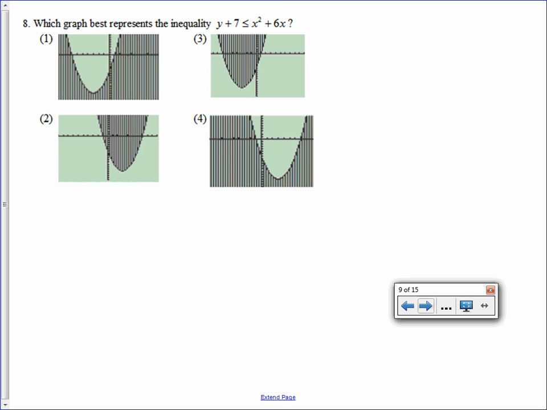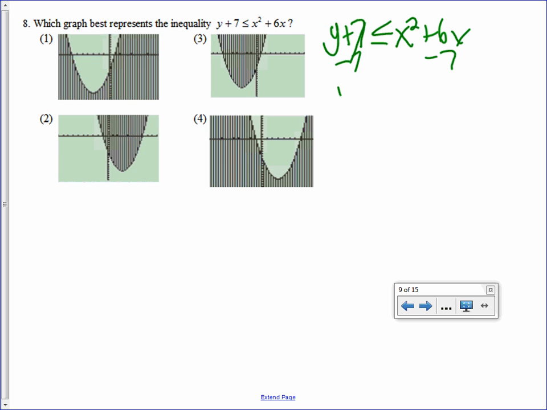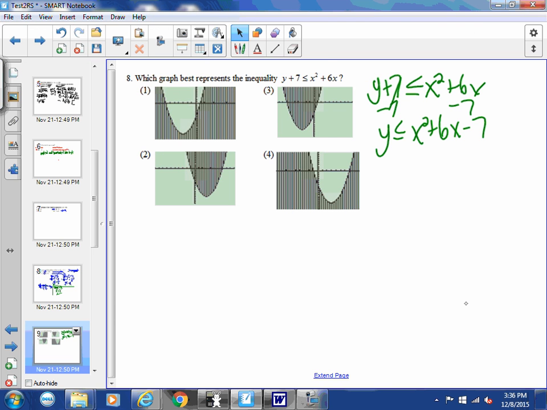Quadratic inequality. Another question that we're going to get right by letting the calculator do the work for us. However, before we put this into the calculator, we need to get y by itself. So I subtract 7 from both sides. And now I put this into my calculator. Let's get my calculator back up here.